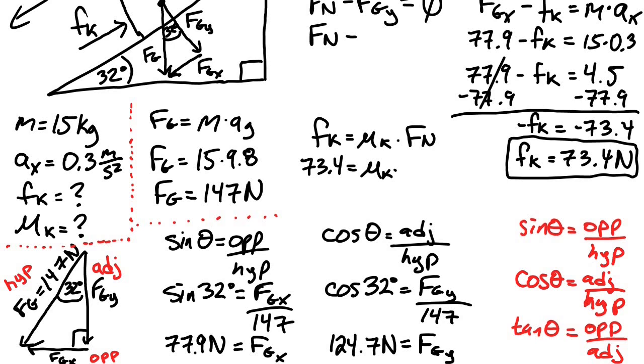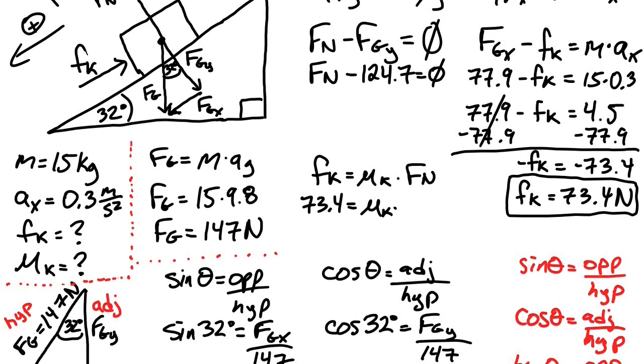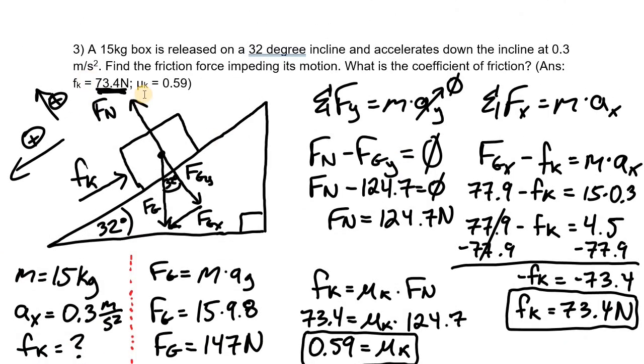Okay, so we have 124.7. All we have to do is add 124.7 on both sides of the equation, and we will get our Fn. And that's what we plugged down into here. The last thing that we have to do is solve for our mu k. Divide 124 on both sides of the equation, and we'll get that answer. And I have 0.59 is equal to mu k. And that's the answer for that one. Let's see here that we got that correct, and that looks good.